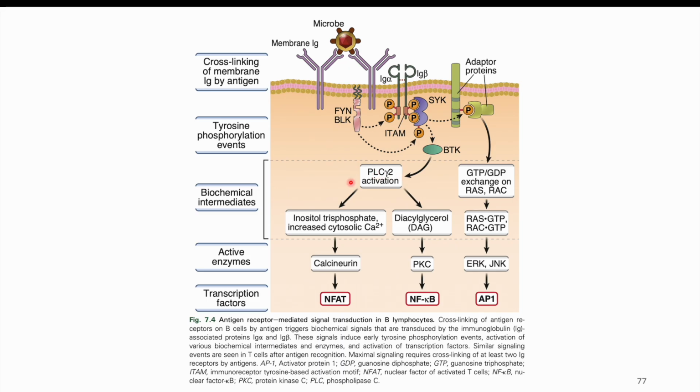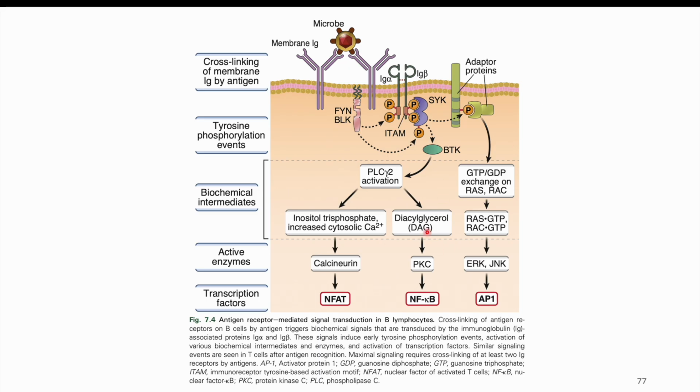Cross-linking of antigen receptors on B cells by antigen triggers biochemical signals that are transduced by the immunoglobulin associated proteins Ig alpha and Ig beta. These signals induce early tyrosine phosphorylation events, activation of various biochemical intermediates and enzymes, and activation of transcription factors. Similar signaling events are seen in T cells after antigen recognition. Maximal signaling requires cross-linking of at least 2 Ig receptors by antigen.